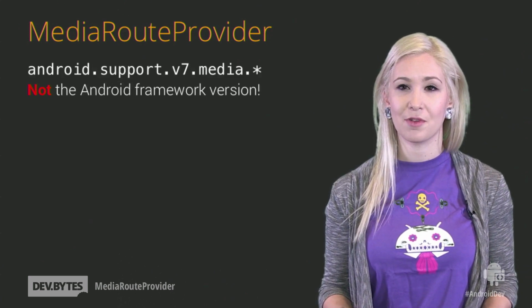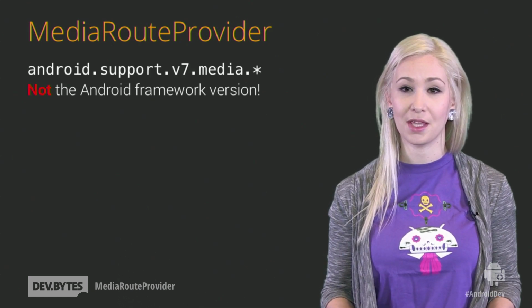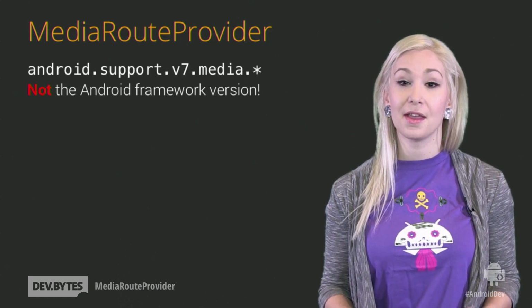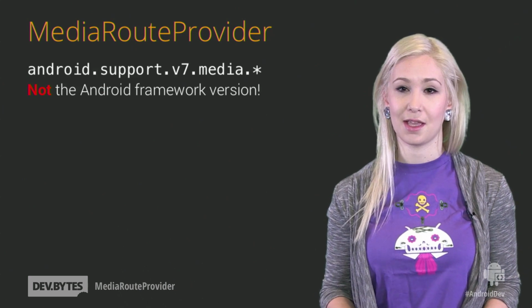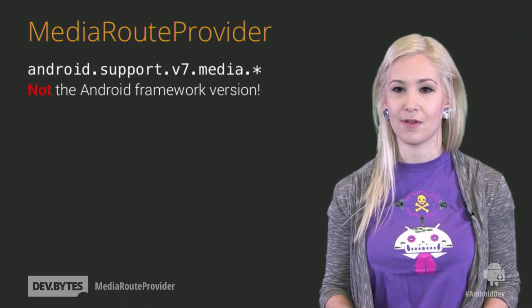First, an important note. The MediaRouter framework we're examining here is the one in the support library, which means that it is backward compatible with Android 2.1 and above. It supersedes the MediaRouter classes of the Android framework, meaning that you should not use them. Use the classes in the V7 MediaRouter library instead.